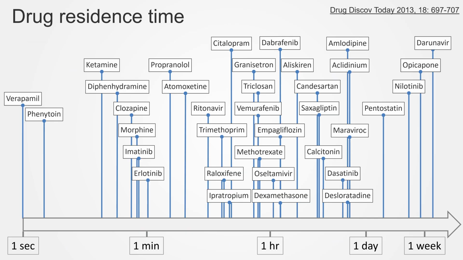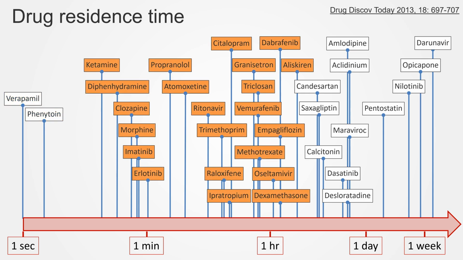The first thing to note is that residence time can vary enormously. Here is a sample of the residence time of numerous drugs in clinical use. Note this scale at the bottom here goes from 1 second to 1 week. On the short end of the scale, we have a couple of ion channel modulators here with residence times of around a second. Then we can see that the majority of drugs have residence times from around a minute to around an hour.